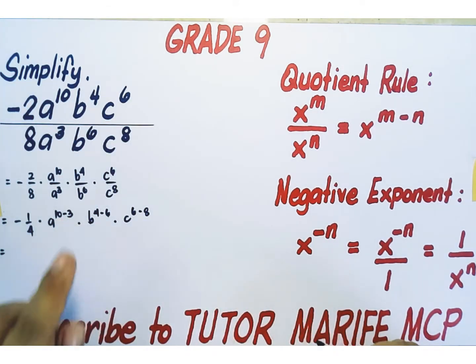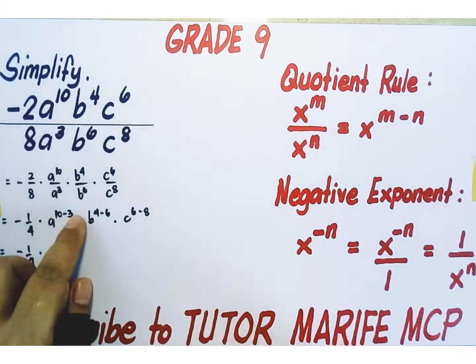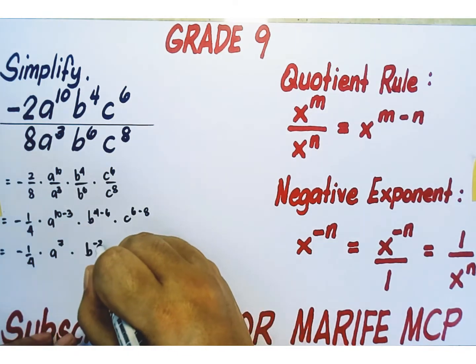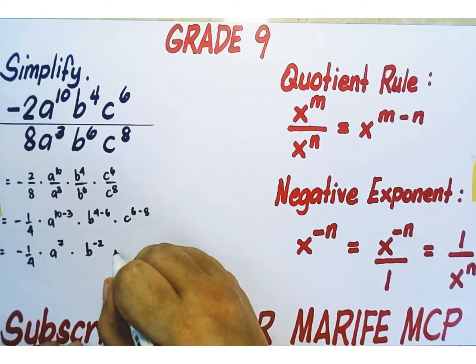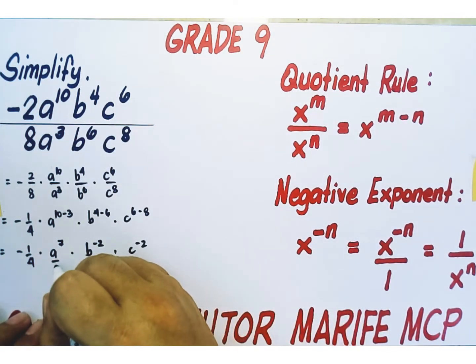Evaluate the difference between the exponents. 10 minus 3 equals 7. 4 minus 6 equals negative 2. 6 minus 8 equals negative 2. Any number has an invisible denominator of 1.